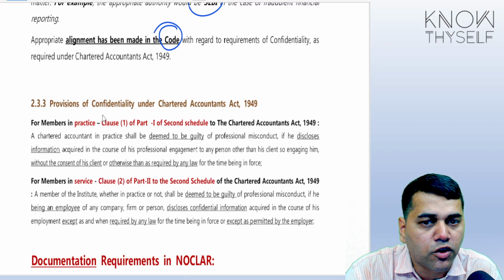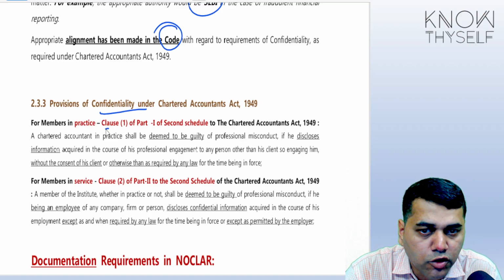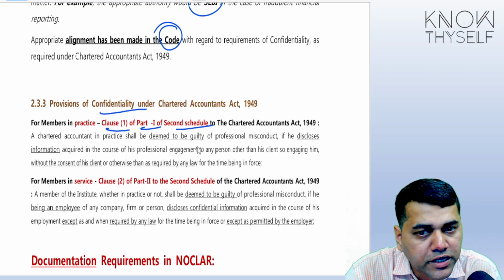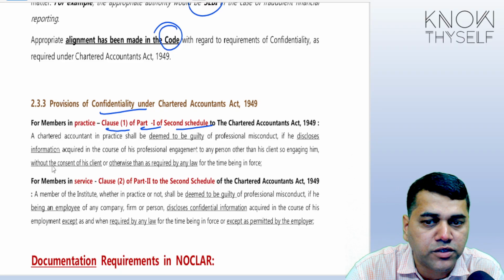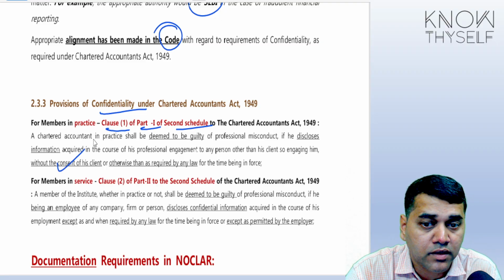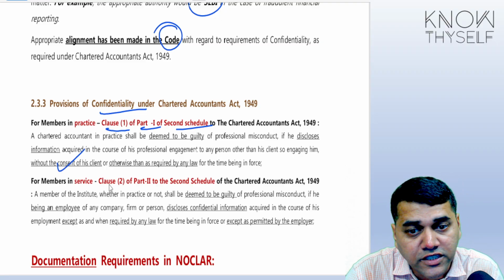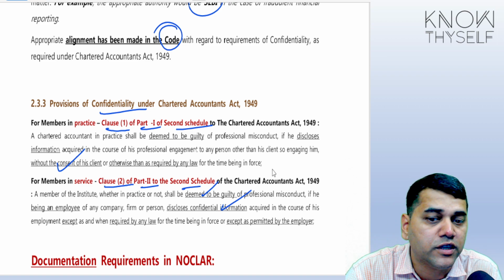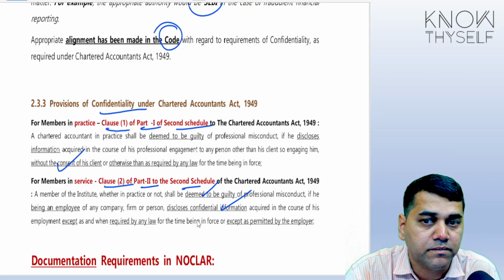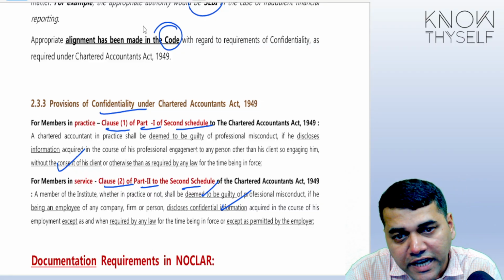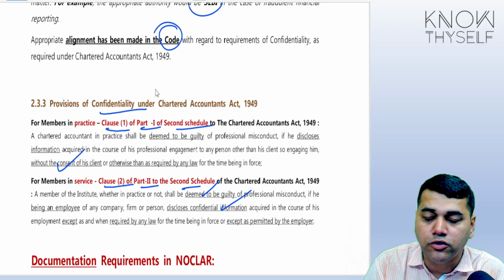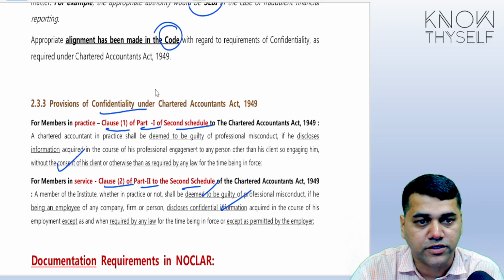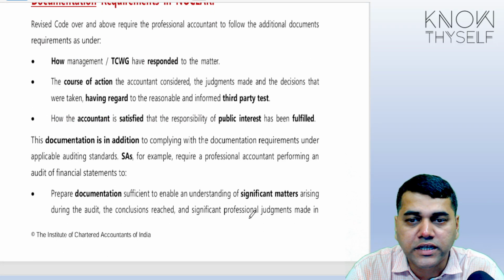Now, regarding the provisions of confidentiality, I told you, clause 1, part 1 of the second schedule says that you will be deemed to be guilty if you disclose any information without the consent of the client. Similar confidentiality applies under clause 2, part 2 of the second schedule also. You will be deemed guilty if you disclose the information without the consent of the client. So they have made an alignment. They said that when you disclose under NOCLAR, that is not an issue. You can disclose it.